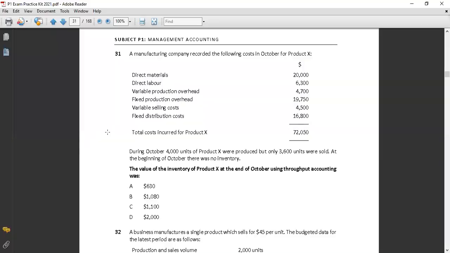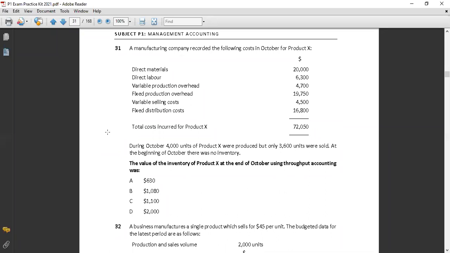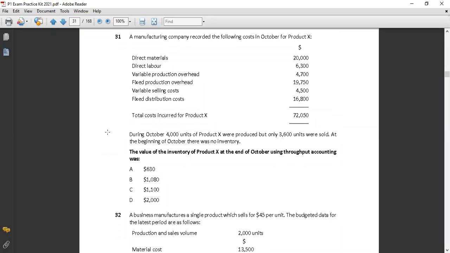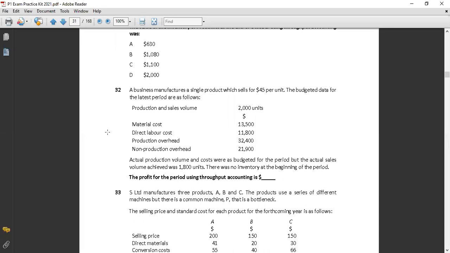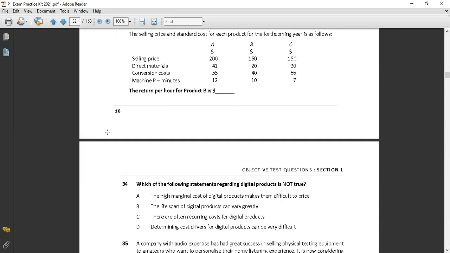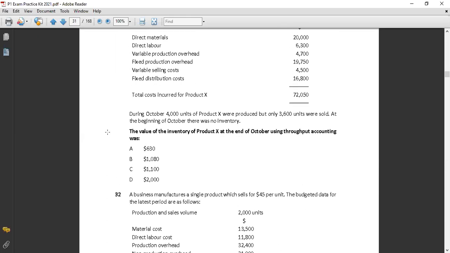Then we have question number 31. It says a manufacturing company recorded the following costs in October for product X. We have the cost given. During October, 4,000 units of product X were produced, but only 3,600 units were sold. Same is the logic. Then we have the 32nd question. So we'll take all these things to the Excel sheet.